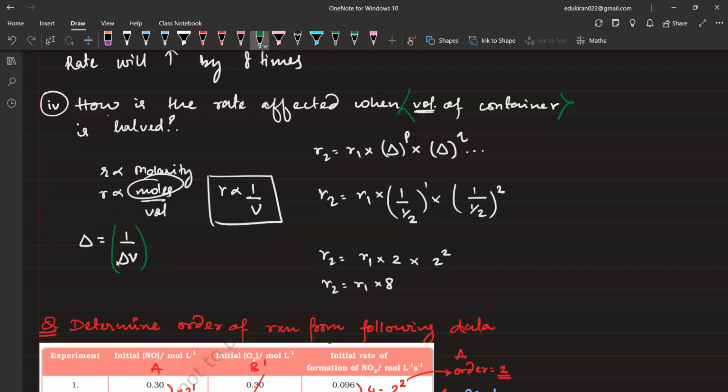जैसे हमारे पास था ना, R2 is equal to R1 change to the P change to the Q. Now here we'll write R2 is equal to R1, and what we are changing, we are doing half of the volume. And volume is inversely proportional to 1 upon 1 by 2, 1 upon 1 by 2, इसका power 1, इसका power 2. So denominator of denominator is numerator, so it will come above. And you will have R2 is equal to R1 into 2 square, that is still 8 R1.